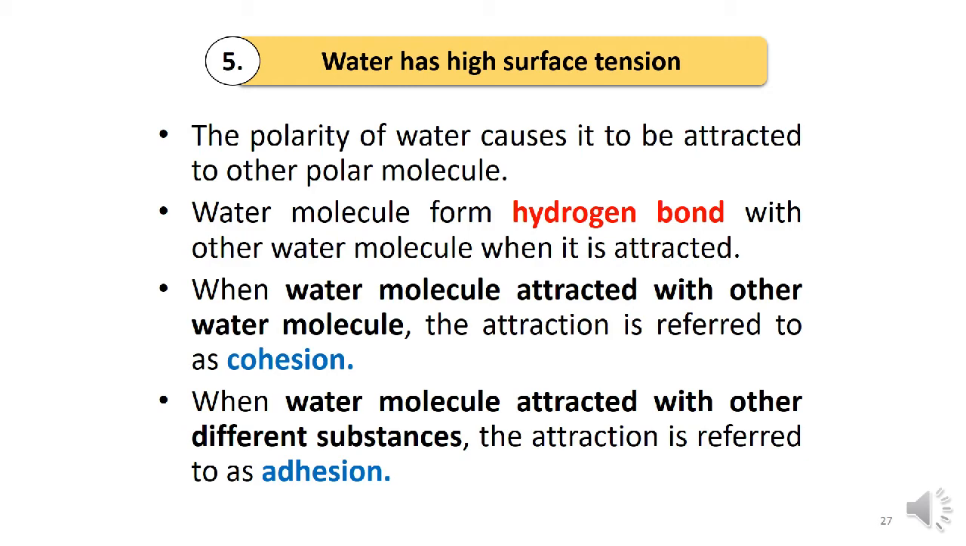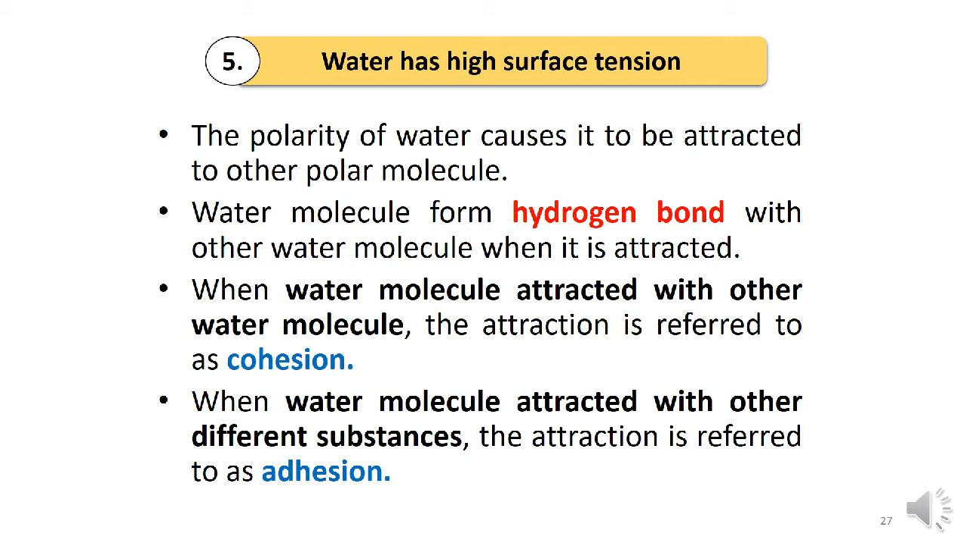The polarity of water causes it to be attracted to other polar molecules. The water molecules will then form hydrogen bonds with other water molecules when they are attracted. So when water molecules are attracted to another water molecule, this particular attraction we refer to as cohesion.